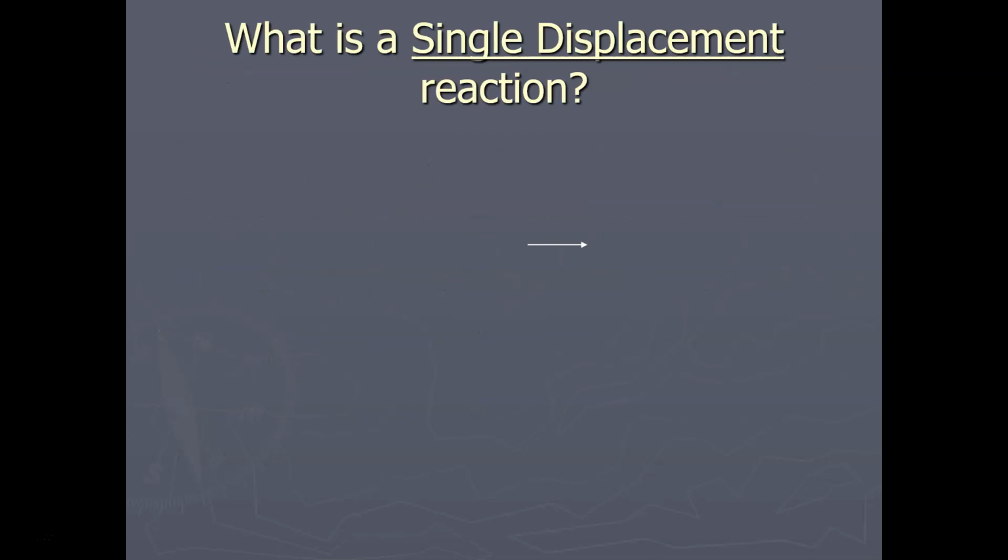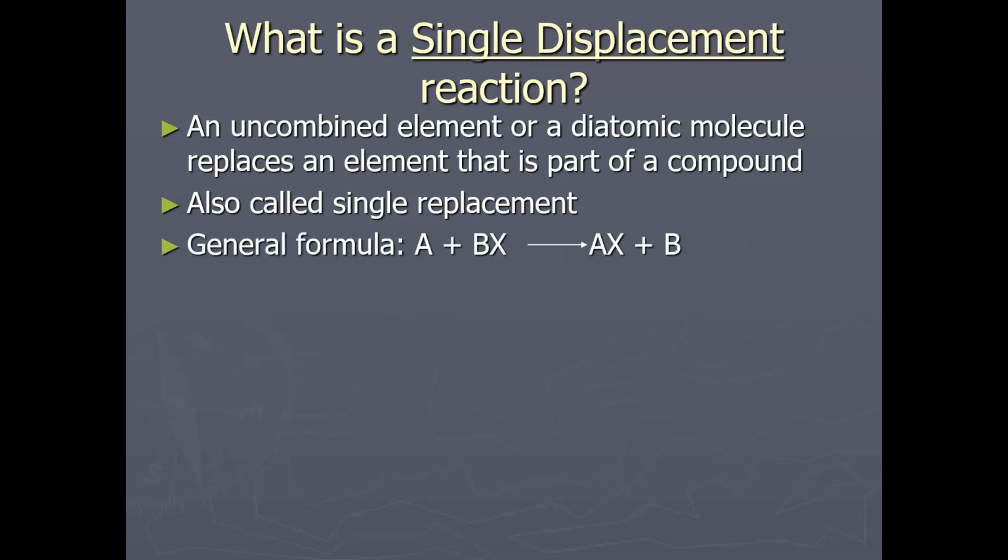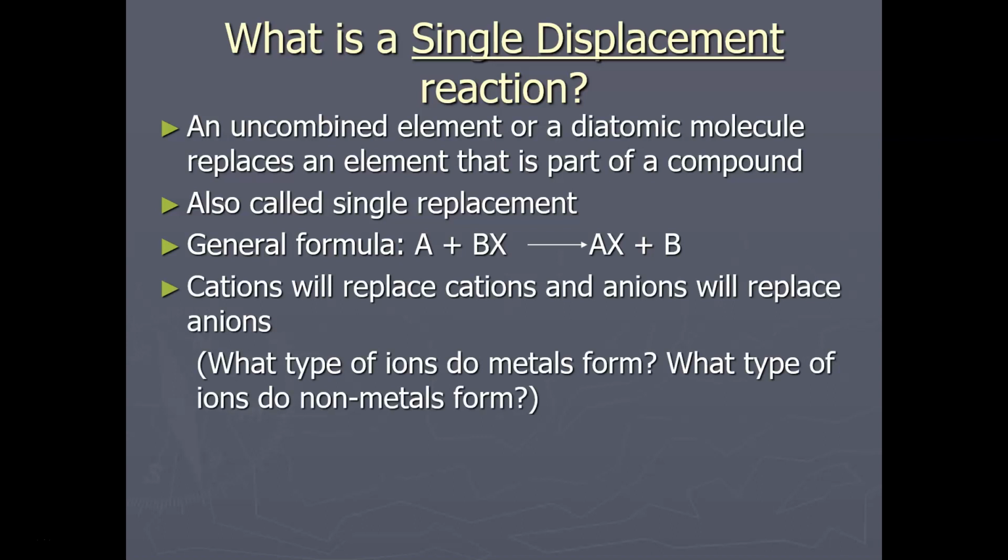Now that you're a double displacement master, let's talk about single displacement. This is when an uncombined element or a diatomic molecule replaces an element that is part of a compound. It is also called single replacement. Once again, I use both pretty interchangeably. So the general formula is A plus BX produces AX plus B, so that X swapped partners. So cations will replace cations and anions will replace anions.